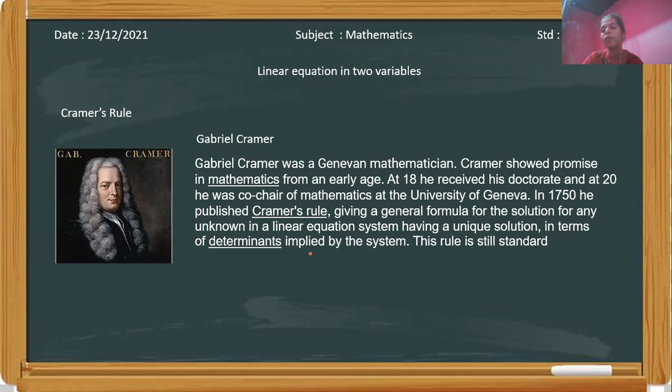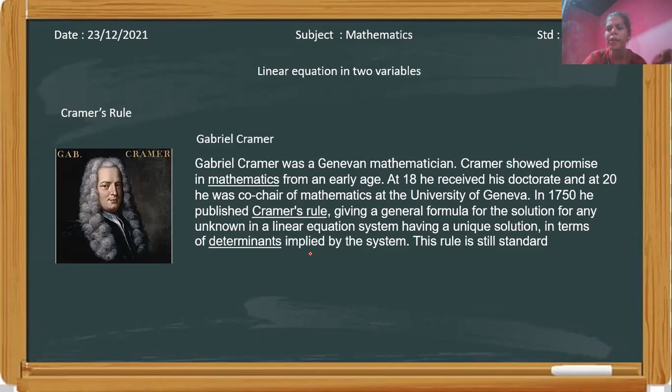At 18, he received a doctorate. See, at 18, we are using WhatsApp or watching movies, but he received a doctorate at 18. At 20, he was a co-chair of mathematics at the University of Geneva. See, co-chair, that's a very big position. Just like in our school, there is a principal, he is like an assistant principal, or you can say partner.